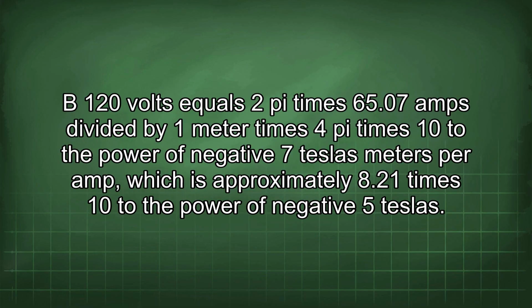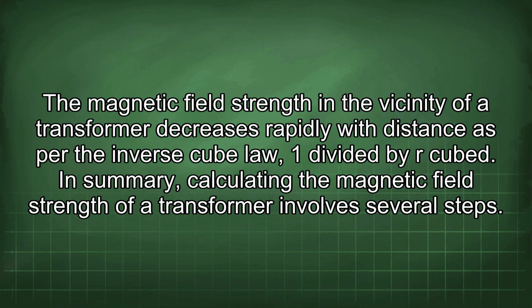B 120 volts equals 2 pi times 65.7 amps divided by 1 meter times 4 pi times 10 to the power of negative 7 teslas meters per amp, which is approximately 8.21 times 10 to the power of negative 5 teslas. The magnetic field strength in the vicinity of a transformer decreases rapidly with distance as per the inverse cube law, 1 divided by r cubed.